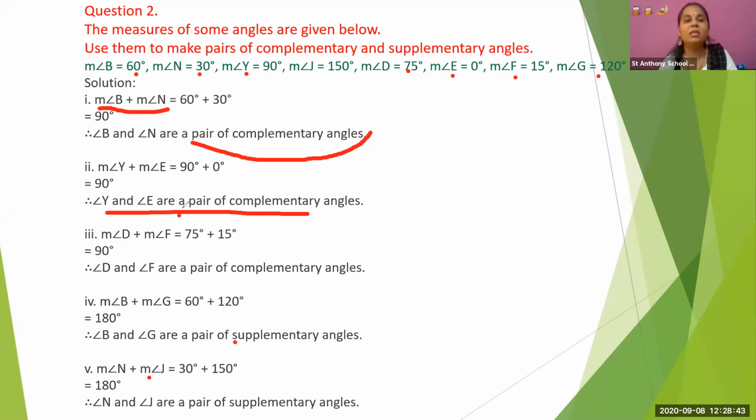As this chapter is angles and pair of angles, no? So the angle sign is very important. Angle sign, you are not supposed to write it as Y and E are a pair of complementary angles, D and F are a pair of complementary angles. Okay, because the angle sign is very important.